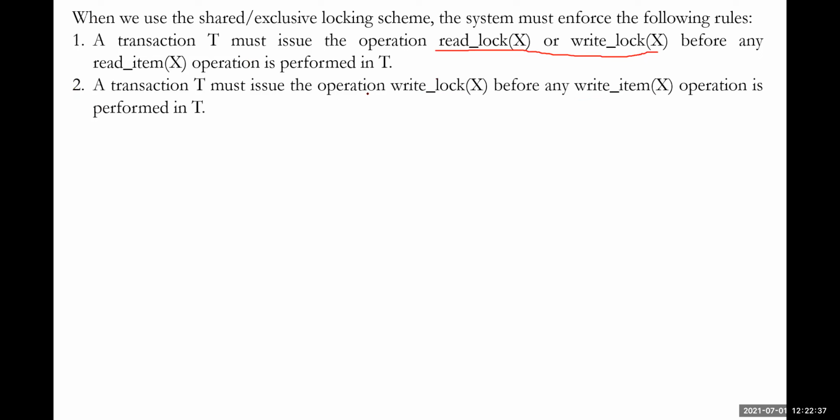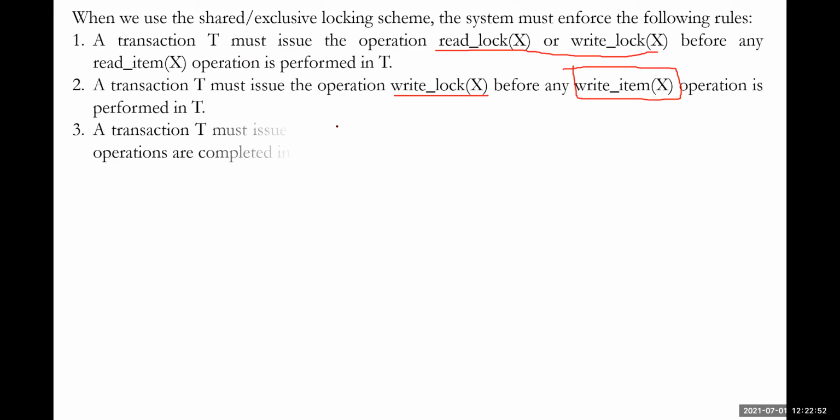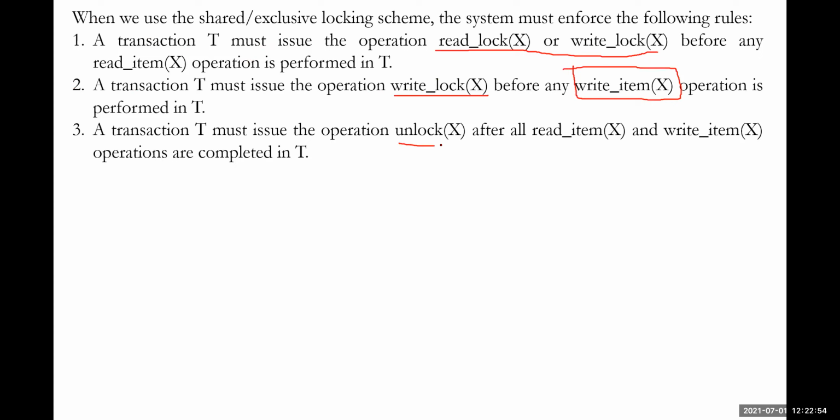When we are trying to operate write lock, that is when you are trying to write or update the data on that particular instance, only then you have to operate write lock. Otherwise, don't go for write lock. Unlock is operated after all write items or read items have been completed. Then we go for unlock. Otherwise, don't issue unlock before the read or write items on the same instance.